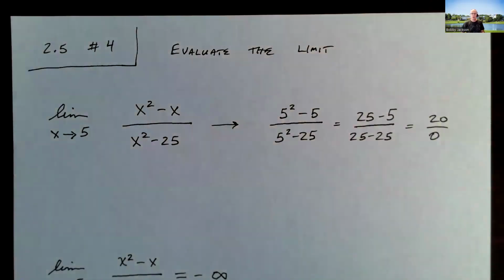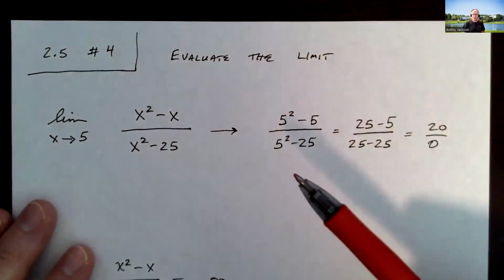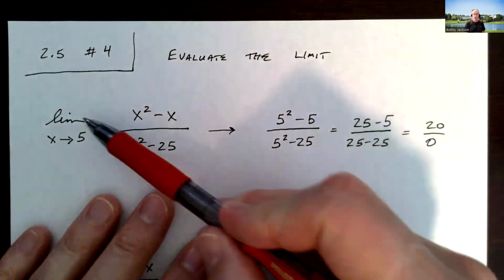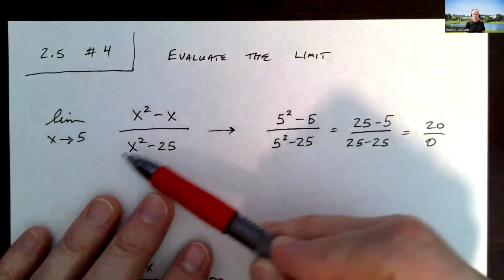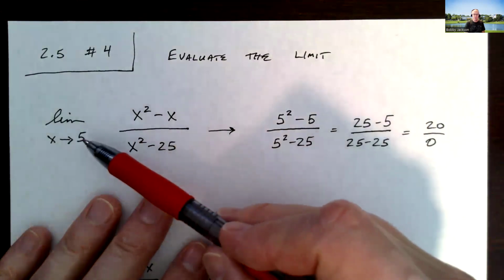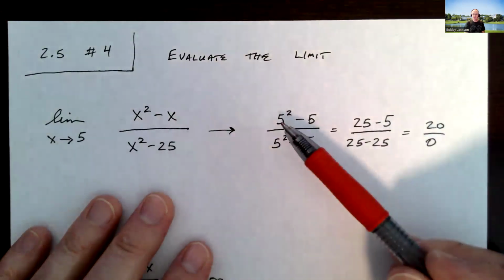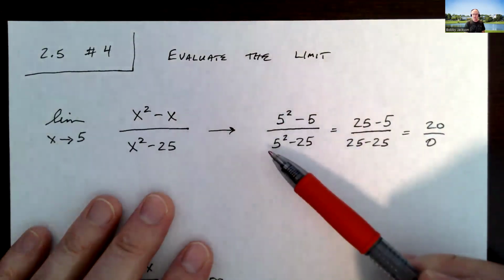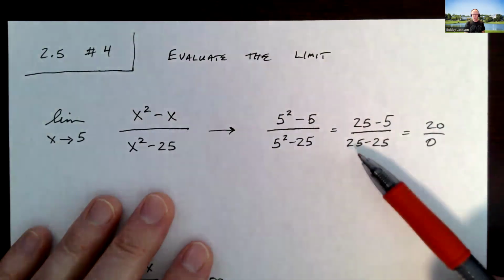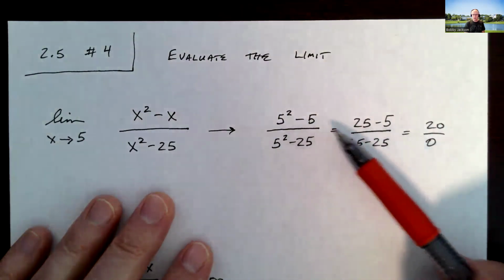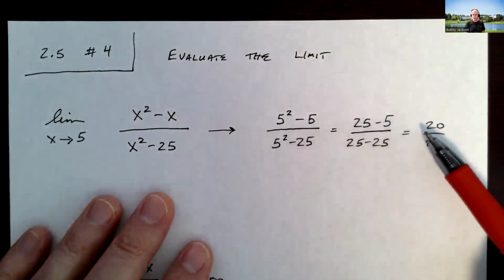Let's take a look at number 4 in section 2.5. We're just to evaluate the following limit. And as always, when you have a limit, the first thing you want to do is let's see what's happening at 5, right? If we plug in directly into this, what happens? Well, I've done that here. In the bottom, I get 5 squared minus 25, which is, of course, 0. But up top, I get 5 squared, which is 25 minus 5, which is 20.